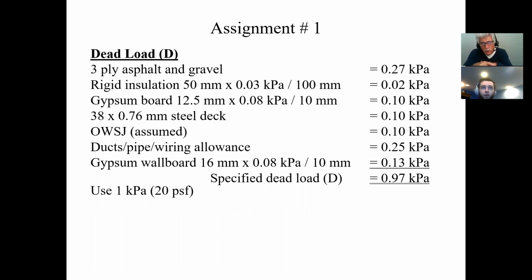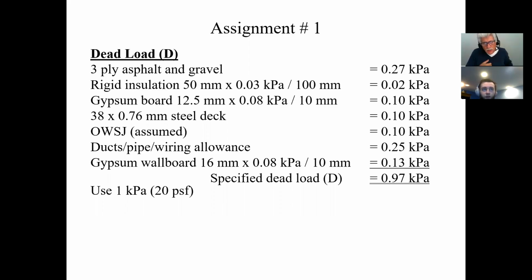So, for example, if you're going into a Costco or a warehouse store, and you look up at the ceiling, you're going to see the open web steel joists, the steel deck, the mechanical equipment that's being supported, and so on and so on. And 20 pounds per square foot or 1 kPa is a reasonable amount. So I would even take that as being the minimum amount that I would design the roof for.